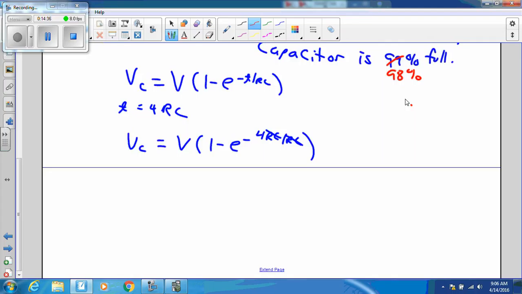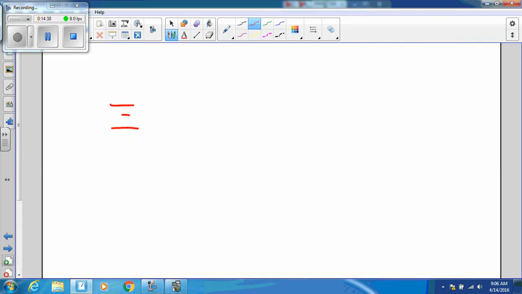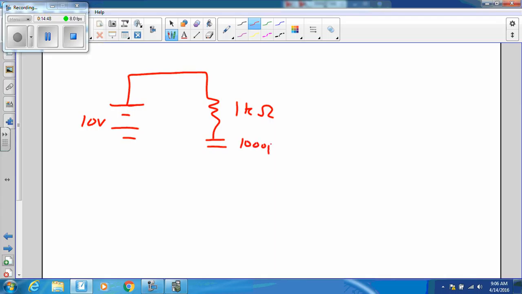How would we do this algebraically the long way? For example, I might ask this kind of a question. Let's put some numbers to this to see what's going on. Say I have a 10-volt power supply, and let's say I have a 1 kilo-ohm resistor hooked up to maybe a 1,000 microfarad capacitor.